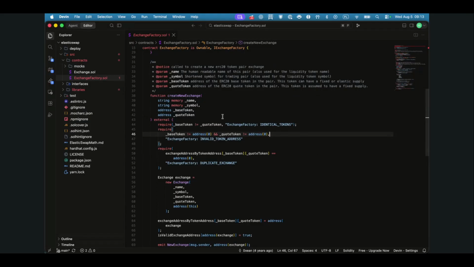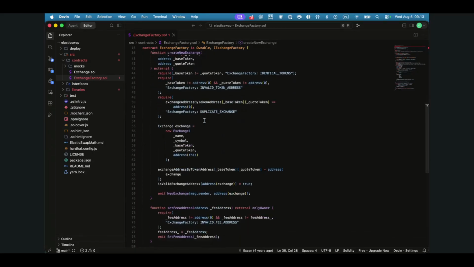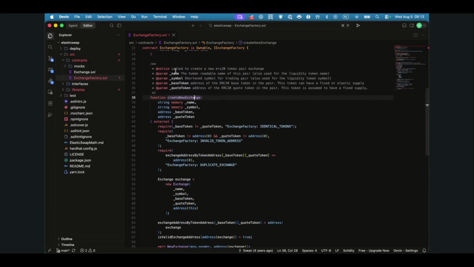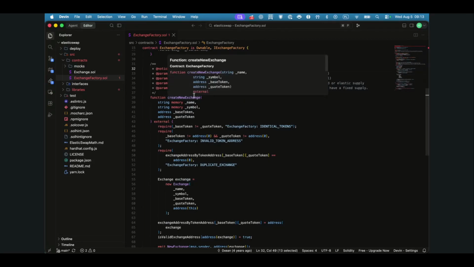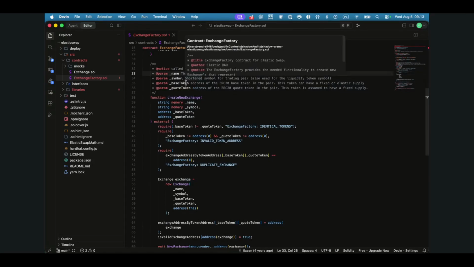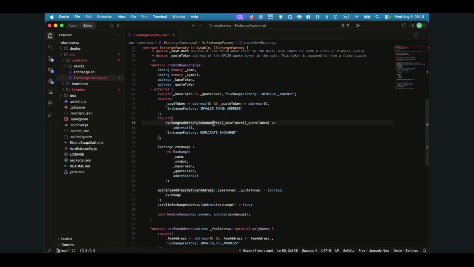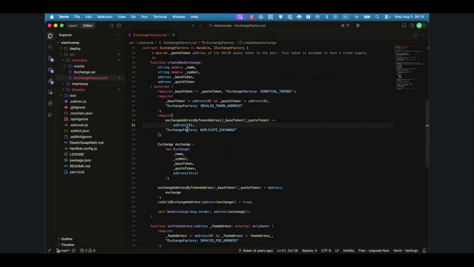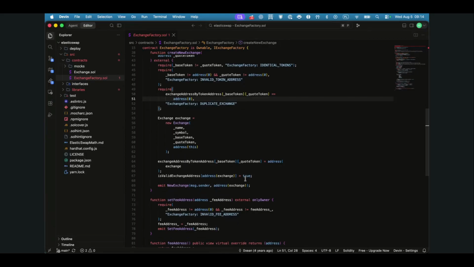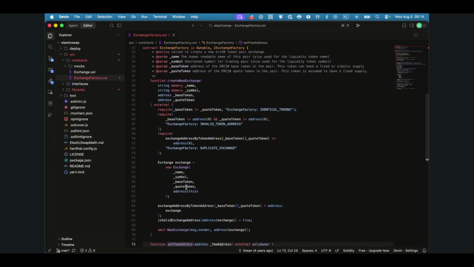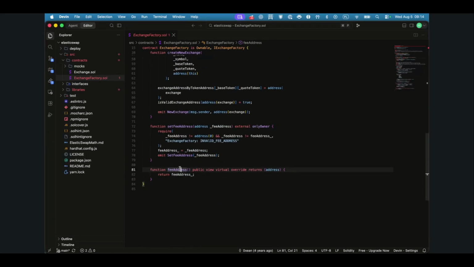But yeah, let's see. So we have 3 functions, it seems. Create new exchange. Let's read it. Call to create a new ERC20 token pair. Yeah, that's what I thought. So it's like Uniswap's create pair, just passing the details. So we have a require that they are different. That's fair. And that it is not address 0. And it should not exist. I remember that from Uniswap. And then we're saving it. Okay. And then we set the fee address that we pass in the constructor. And this is the public one.